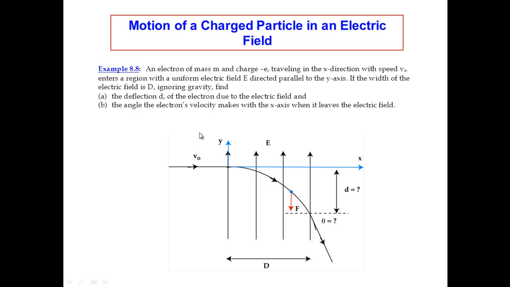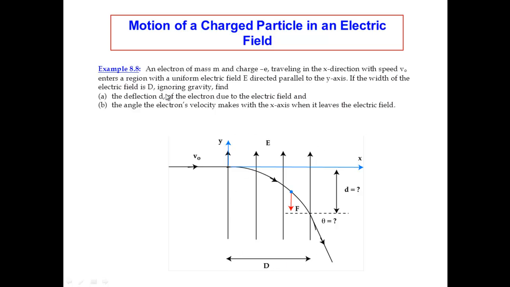Here we have an electron that has mass m and charge minus e, where e is the fundamental charge, 1.6 times 10 to the minus 19 coulombs. This electron's initially traveling in the positive x direction with a speed v0. And when it gets to the origin, in this graph, it enters a region of a uniform electric field pointing along the positive y direction. And that electric field is uniform in a region of width, capital D.